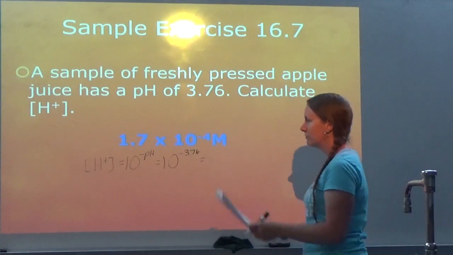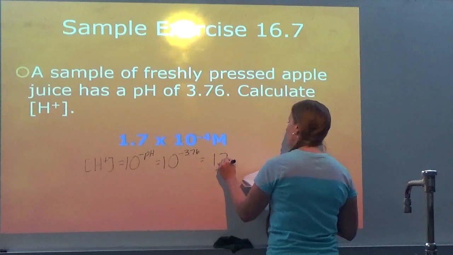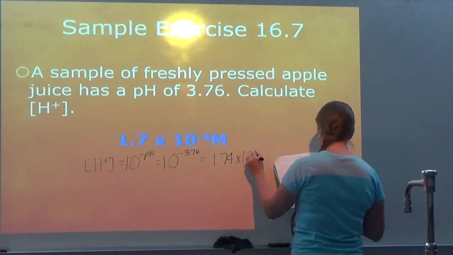Plug that into my calculator. I don't know why I'm going to look at my paper. Obviously the answer's right here. But I got 1.74 times 10 to the negative 4.